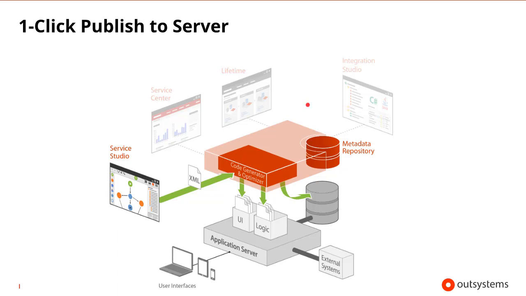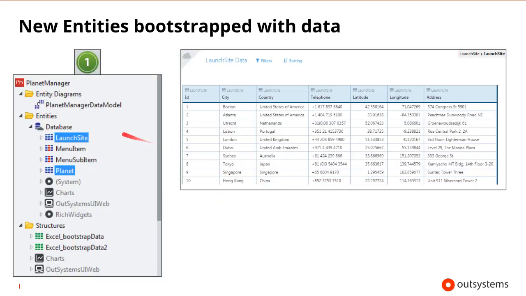Now, to do that, we'll actually publish. And when we published our Hello Planets page a little while ago, I mentioned that Service Studio was publishing information to the server. When the server got it, the code generator started creating the HTML for our Hello Planets page. It would also create any server-side logic that we need, and it would update the database to hold whatever else might be important. So in this particular case, when we're doing the bootstrap, it's going to go to the database and create a launch site entity and a planet entity.